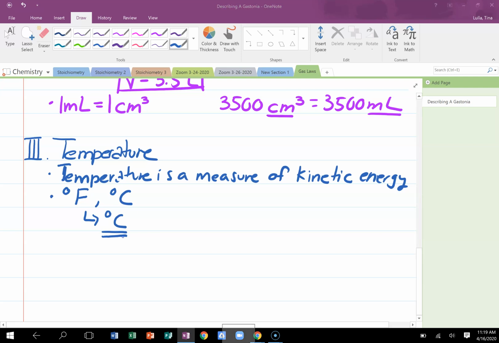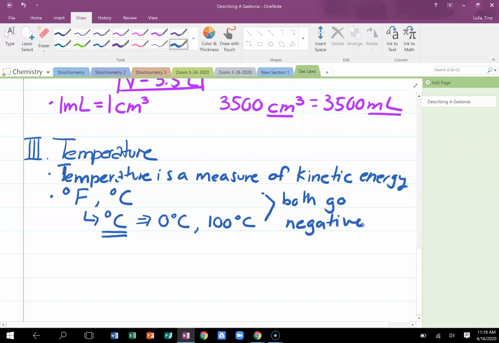The Celsius scale is based on water, where 0 degrees Celsius is when water freezes, and 100 degrees Celsius is when water boils. The thing about both the Fahrenheit scale and the Celsius scale is that both of these scales go negative. In Chicago in the winter, we have days where it's negative 30 Fahrenheit. And the Celsius scale goes negative anytime we're below freezing. So most of the winter in Chicago is below 0 on the Celsius scale.